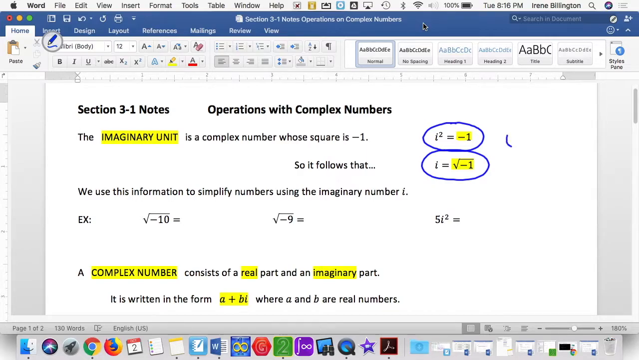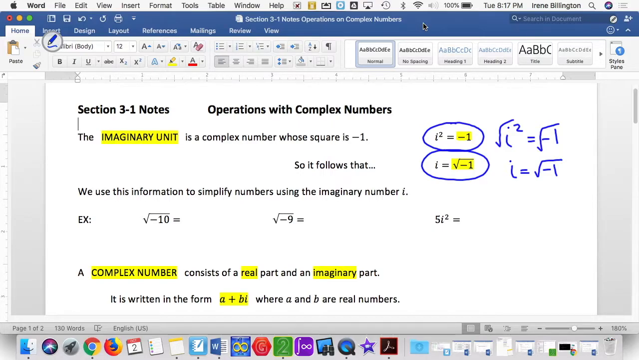Because if i squared was equal to -1 and I wanted to solve for i, I would have to square root both sides of this equation, which leaves me with the variable i, which is my imaginary unit, is equal to the square root of -1. Using this information, we are going to simplify numbers using that imaginary number i.